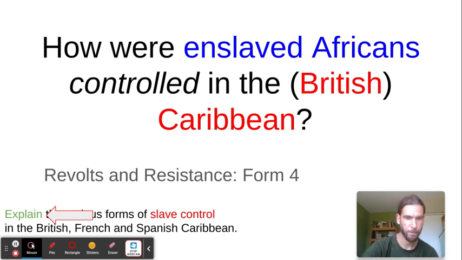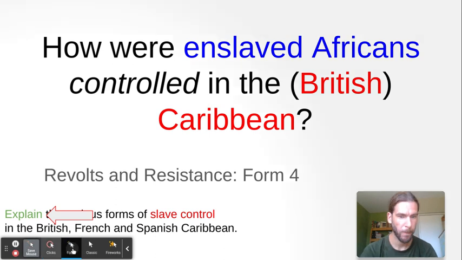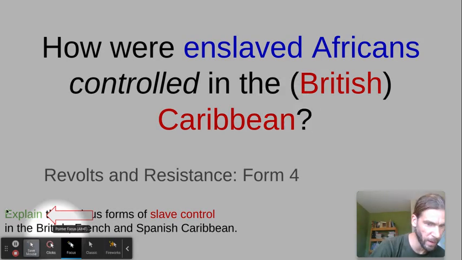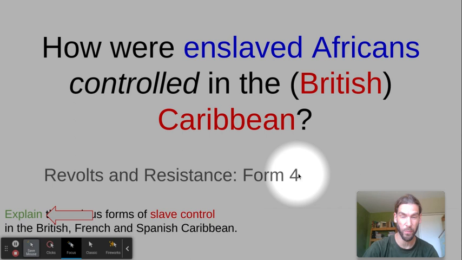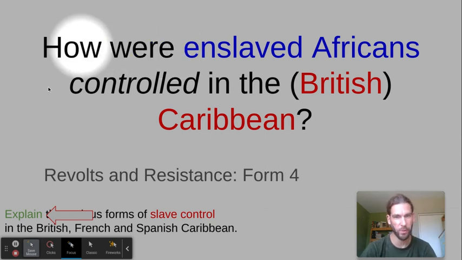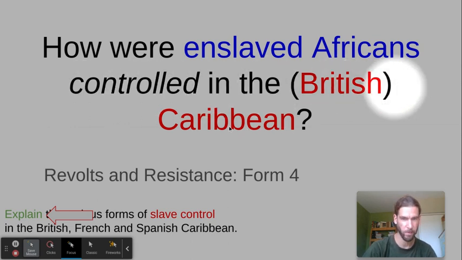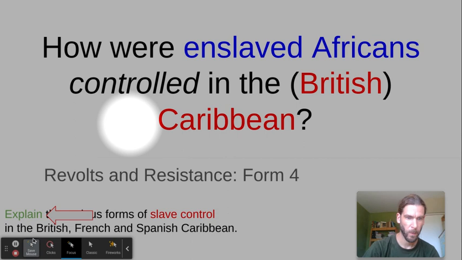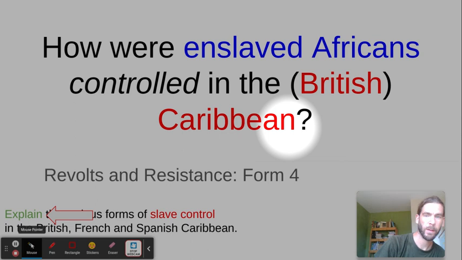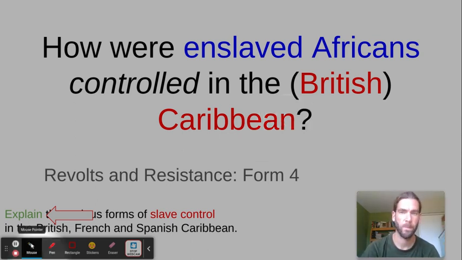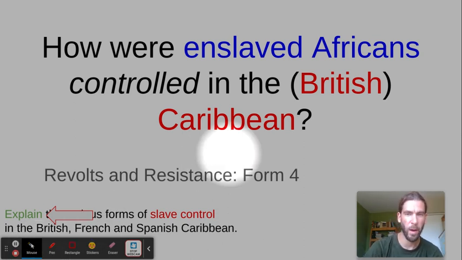Okay, we'll continue. So you have to be able to explain it, like I said here. It is about the theme revolts and resistance, and is meant for Form 4. My main question is, how were enslaved Africans controlled, and where, especially in the British Caribbean? We will continue with the next slide. And as I said, it is all about explain.